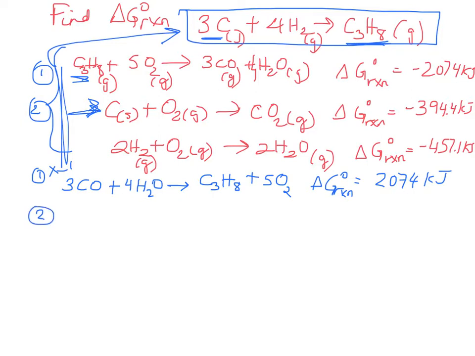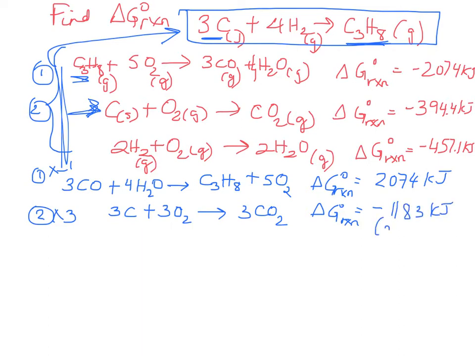The second equation that you have, I think I should multiply it by 3. And the reason for that is so it starts showing me 3 carbons. So 3 carbons plus 3 oxygens will give you 3 CO2. And the delta G for that reaction is going to be negative 394.4 times 3, which is going to give you, on my calculator, negative 1183 kilojoules. And the way I got that was negative 394.4 times 3 is what I did.